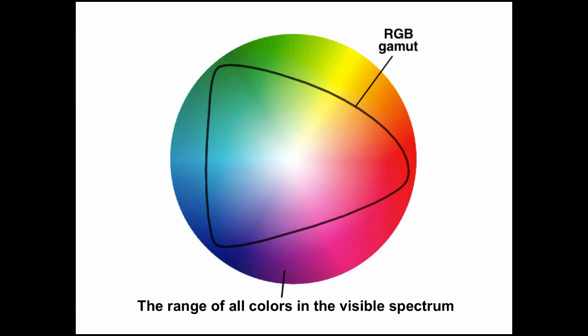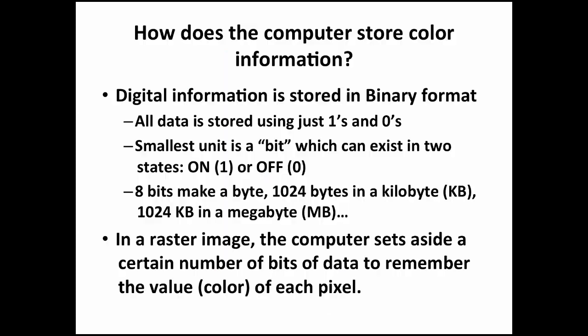Imagine that that colored circle represents all of the possible colors that exist in the visible spectrum. The black line represents the group of colors that can be displayed by any given RGB device. So for any particular color television or color monitor, you could draw a black line like this that shows which of the available colors this particular device can actually reproduce. So we call that the RGB gamut. And that will become important later when we talk about color calibration.